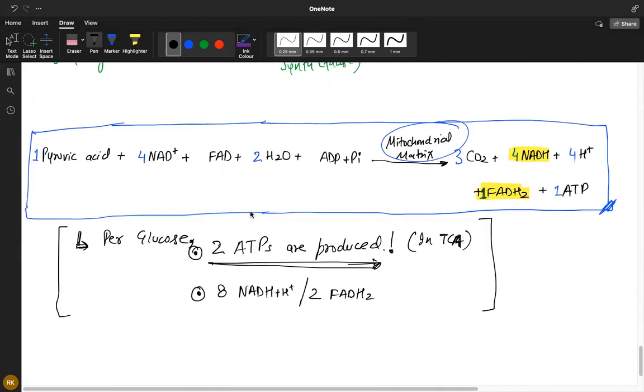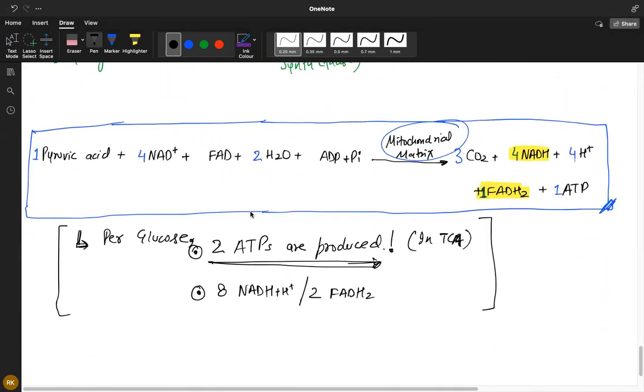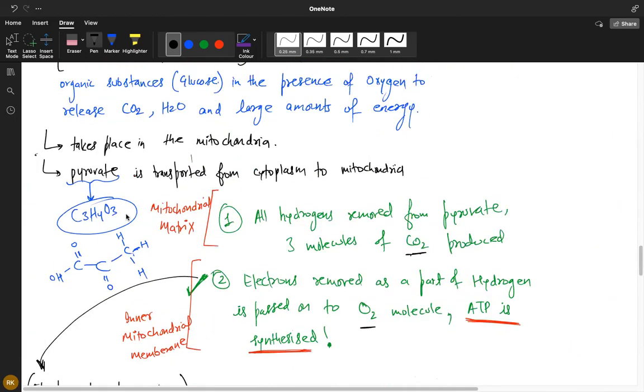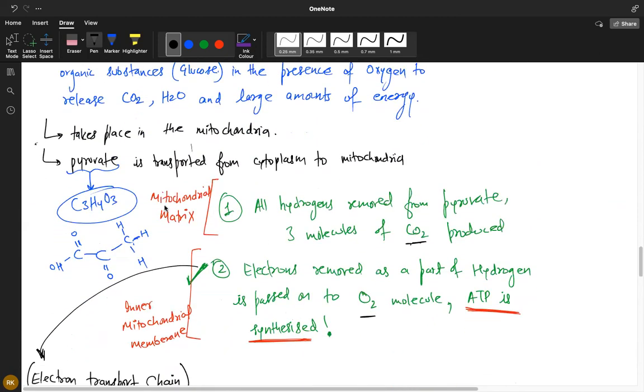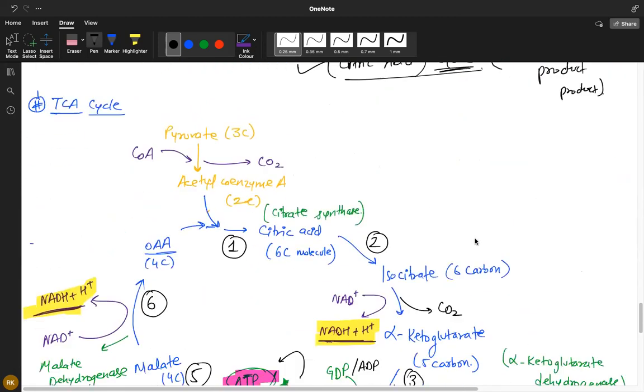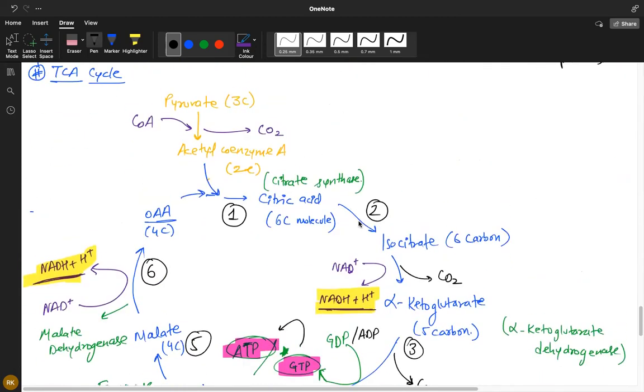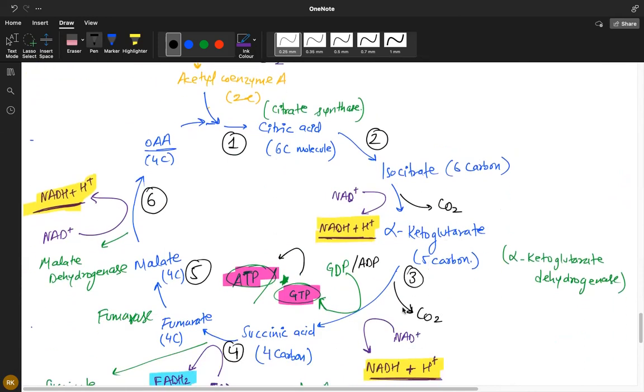Okay, so till now we realize that the cell has managed to produce a lot of these molecules called NADH, FADH2, but very few ATPs. But the idea is, remember, this is the first part. Aerobic respiration happens in two parts. One thing which is happening in the mitochondrial matrix is that all hydrogens are removed from pyruvate and 3 molecules of CO2 are produced. So where are those 3 carbons removed? One is removed here, second is removed here, and third is removed here, right?